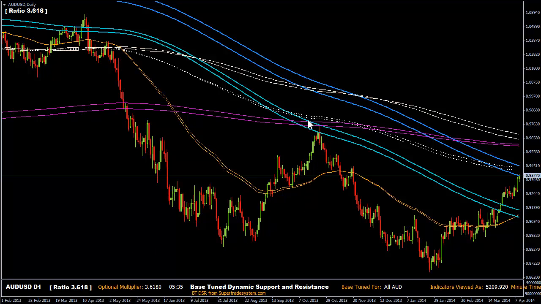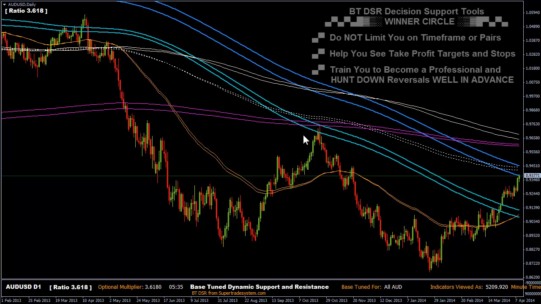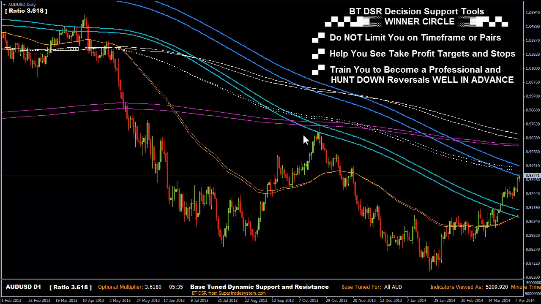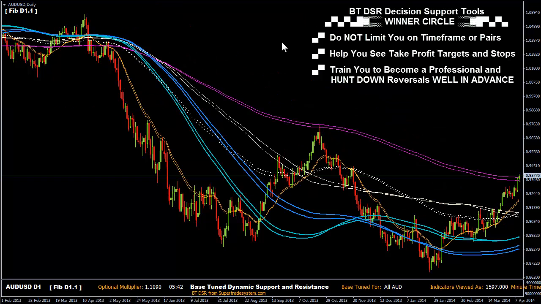Actually, you can see that there was really more confluence. This indicator on the daily is also showing that that should have been a place to plan for a reversal. Okay, so it's decision support, and that's what it's all about. Now, we're back on the Aussie dollar on a different chart.